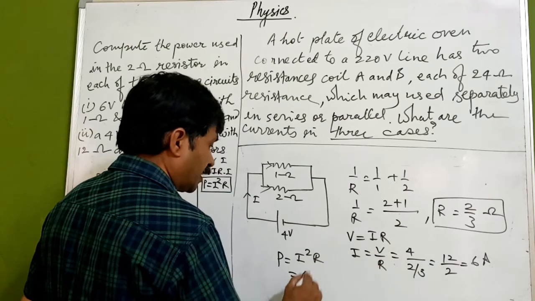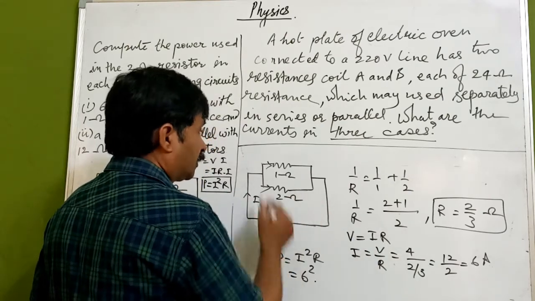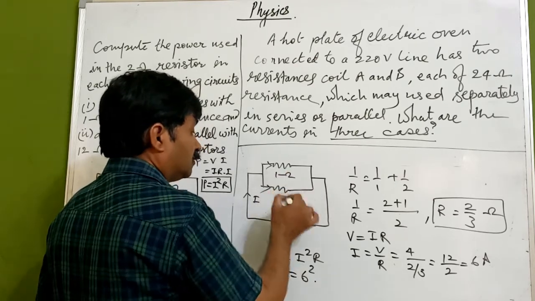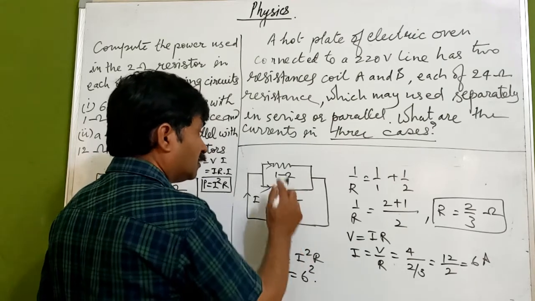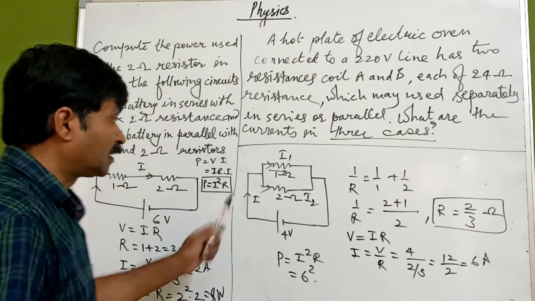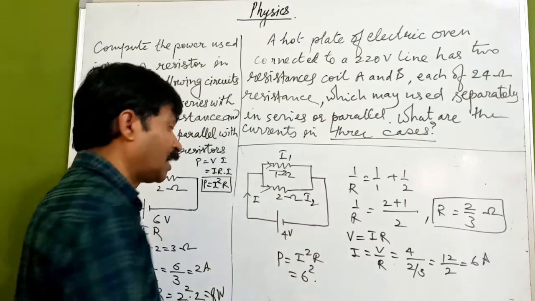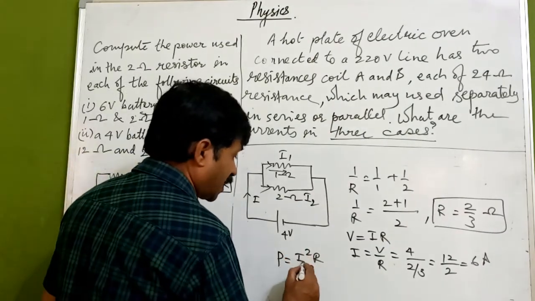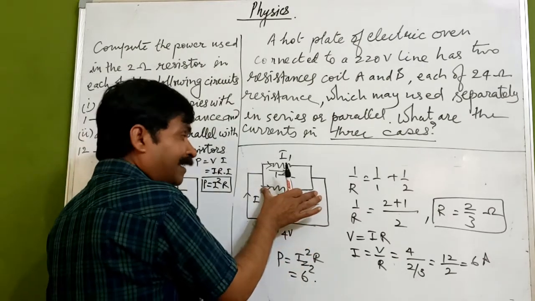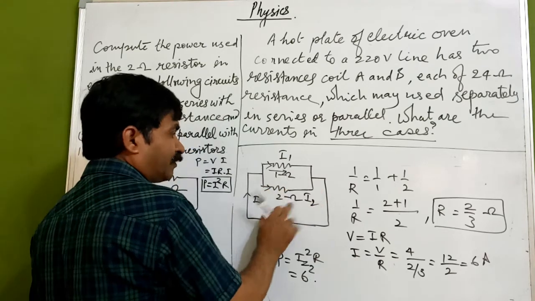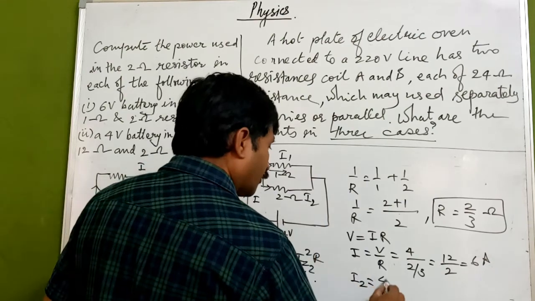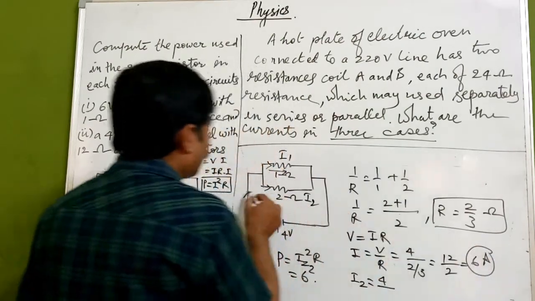Here we know 6 square, and R we have to calculate. Now see here, the current flowing through it will be divided into I1 and I2. If it is divided into I1 and I2, we have to calculate this current first. So we are assuming I2 square R. Now see here, 4 volt is applied over here, and it is a parallel connection. In a parallel connection we have the same voltage across each resistor. This is the total current which is flowing through this.